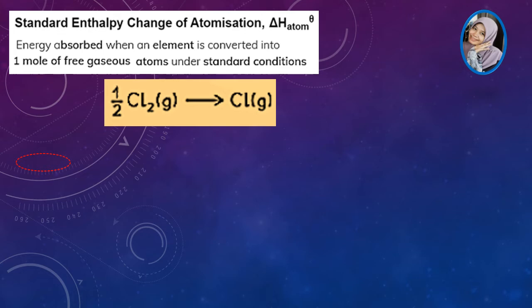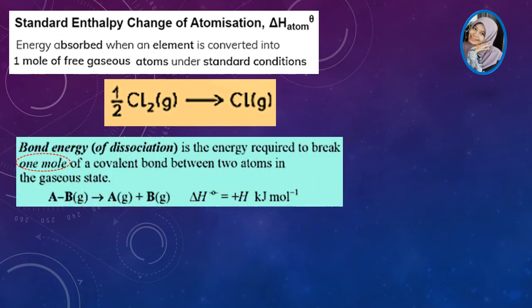Sometimes, questions don't give us the enthalpy change of atomization of the nonmetal because they can also give us the bond energy value for diatomic molecules like chlorine. Bond energy is the energy required to break 1 mole of covalent bond between two atoms in the gaseous state. So, if you are given the bond energy of the Cl-Cl bond, you must know how to modify the coefficient.